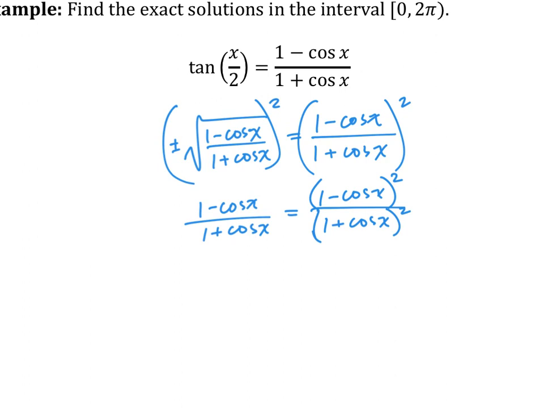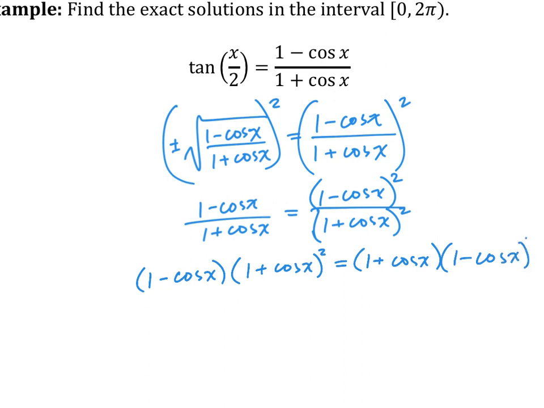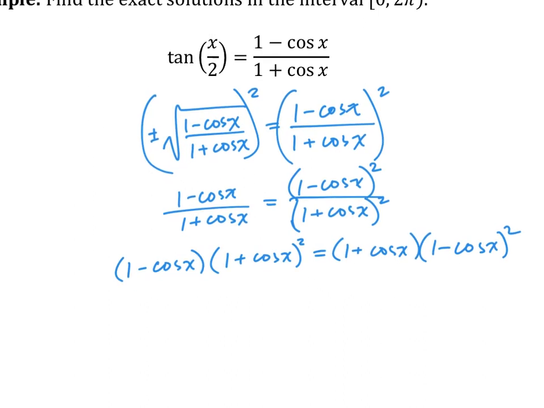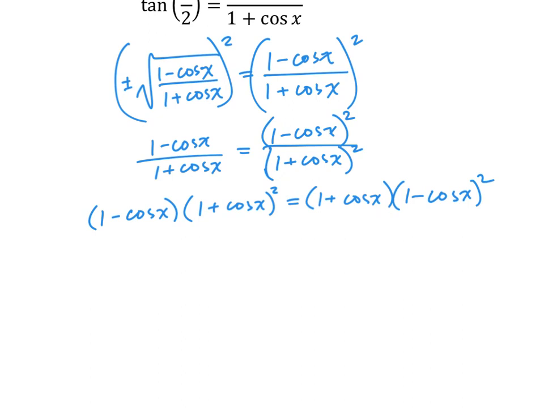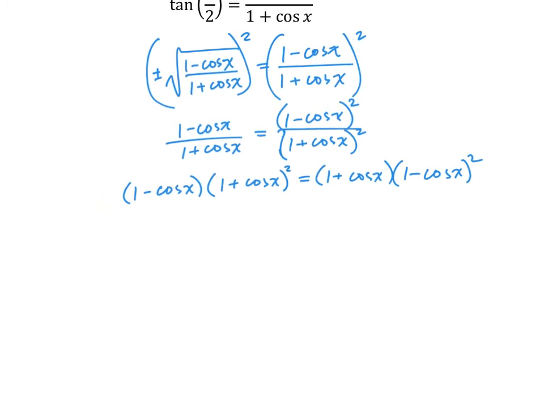All right, we get to this point. I'm guessing we need to cross multiply. So 1 minus cosine x times 1 plus cosine x squared equals 1 plus cosine x times 1 minus cosine x squared. At this time, I'm very tempted to cancel out some factors, but I know that if I do that, I might cancel out some answers. So I'm going to show you a trick of doing some factoring that you haven't seen before. We're going to make this equal to 0, so I'm going to move everything to the left-hand side.